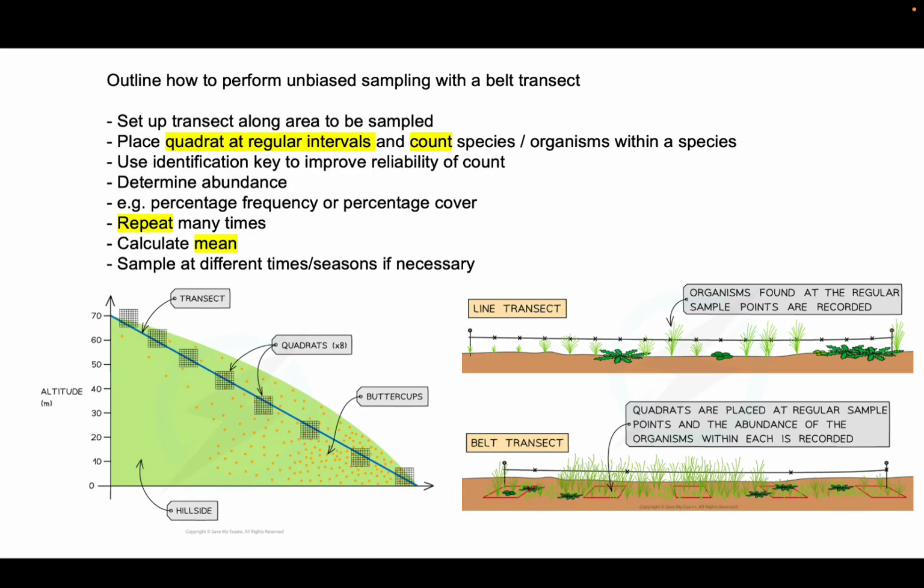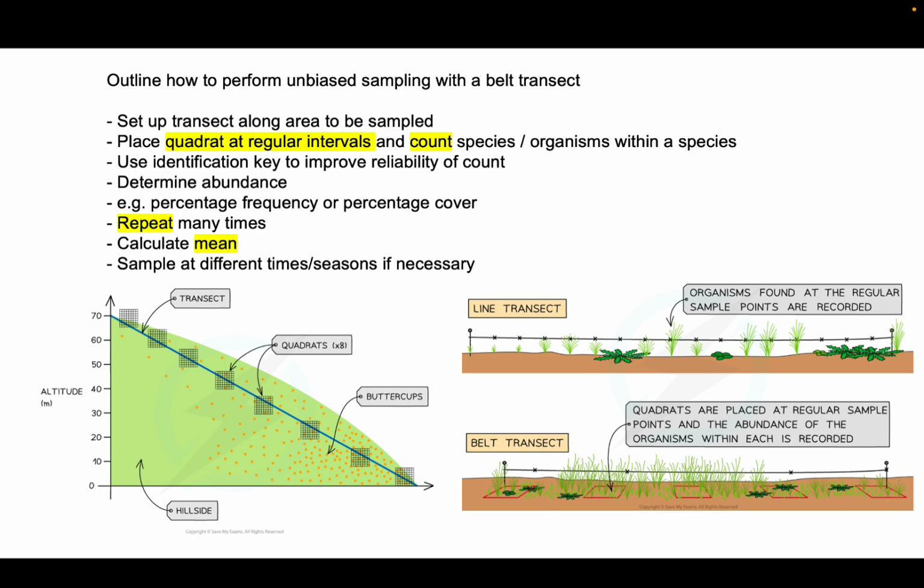Next is how to perform unbiased sampling with a belt transect. The image on the bottom right shows you the difference between a line transect and a belt transect. A line transect is where you record organisms found at the regular sample points. So, for example, you put 2 points and some line between them, and then you see how many, for example, flowers are under the wire. And then a belt transect is where you put a quadrat at regular sample points, and then the abundance of the organisms within each is recorded.